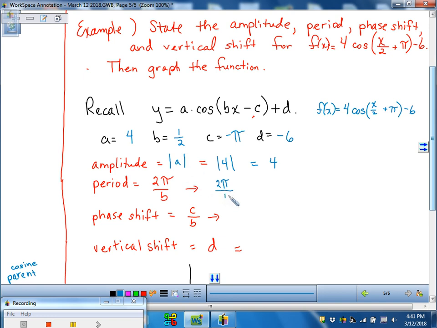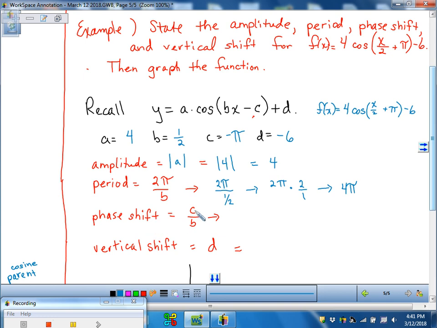So 2π divided by 1/2. Remember, when I divide by a fraction, that's the same as multiplying by the reciprocal, so it's 2π times 2 over 1, which becomes 4π. So the period of our new function, 4 cos(x/2 + π) − 6, is going to have a period of 4π. We'll take that entire length to make it through the entire cosine graph.